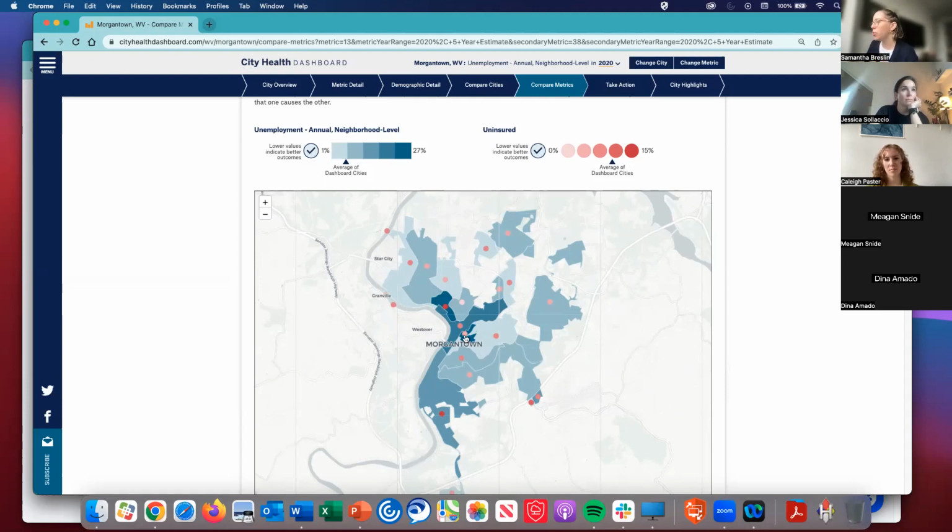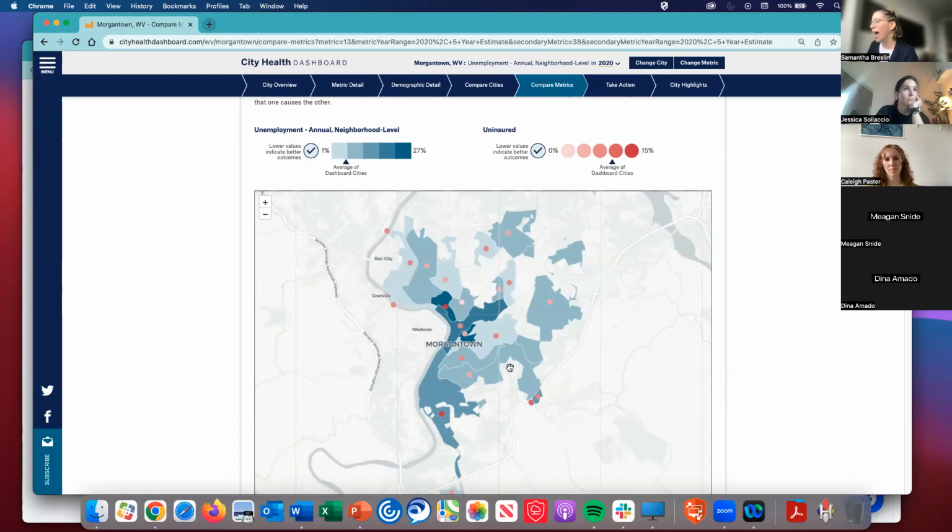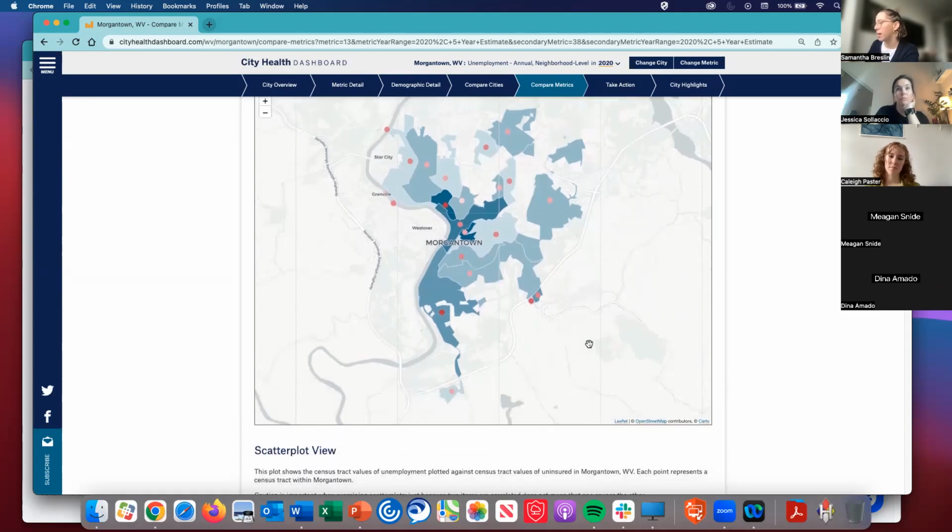And so we can see there's some pattern, but you can see in these two neighborhoods here that struggle with unemployment also have relatively high rates of uninsurance. So you can see those geographic patterns, and you're able to better see how two measures may or may not move together across neighborhoods in a city.